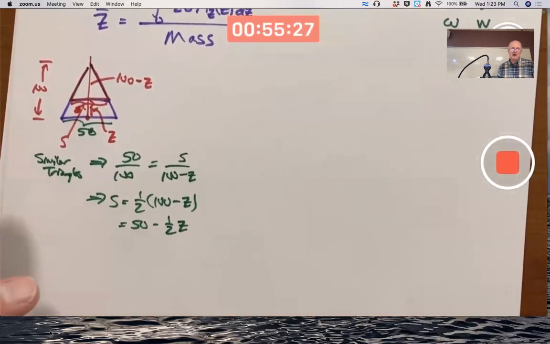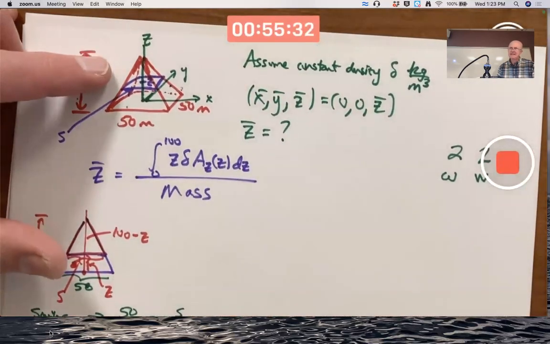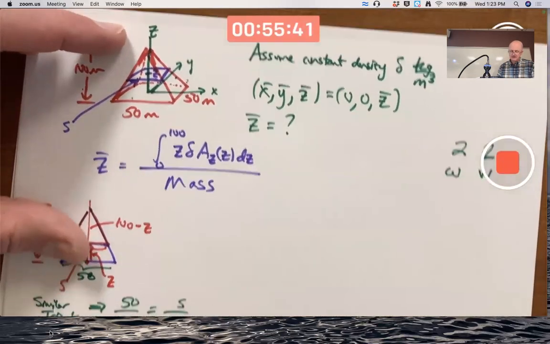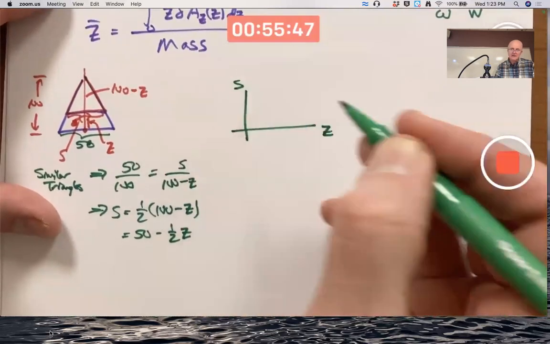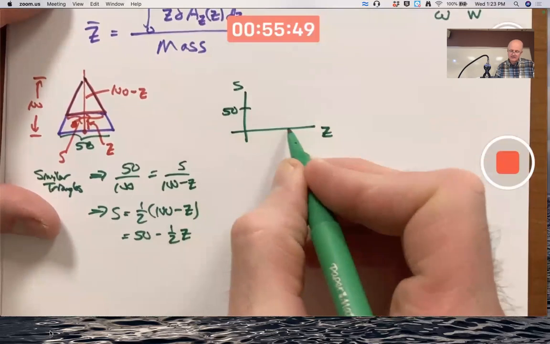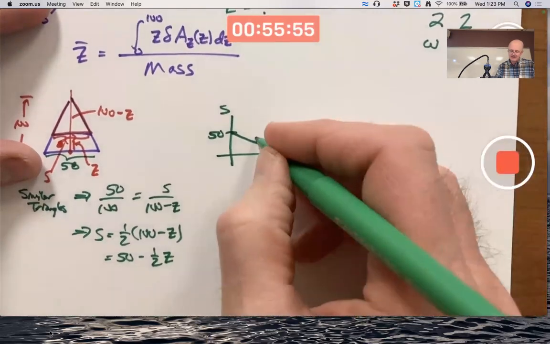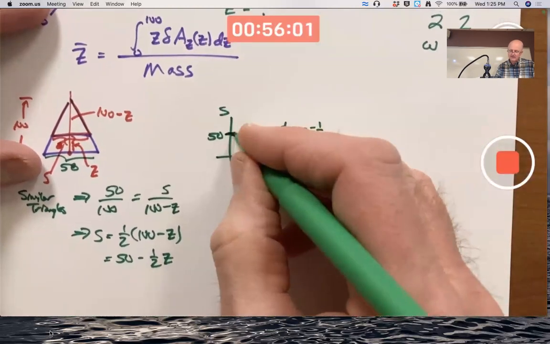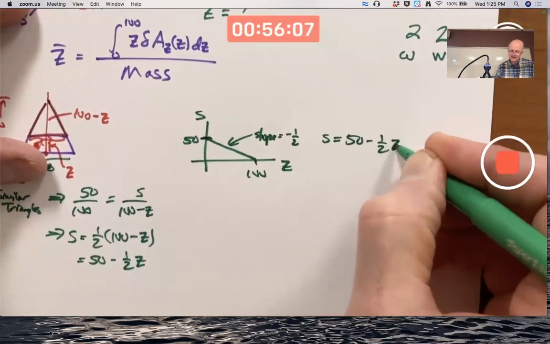You also could figure it out by realizing that S depends on Z in a linear way, just looking at the picture. When Z is 0, S is 50, and when Z is 100, S is 0. So you could graph S as a function of Z. S is going to be 50 when Z is 0, and it's going to be 0 when Z is 100. And so its graph is that line, and the equation of that line you could figure out because the slope is negative 1/2 and the y-intercept is 50. And so the vertical intercept is 50. S would be 50 minus 1/2 Z, just like I got down there.